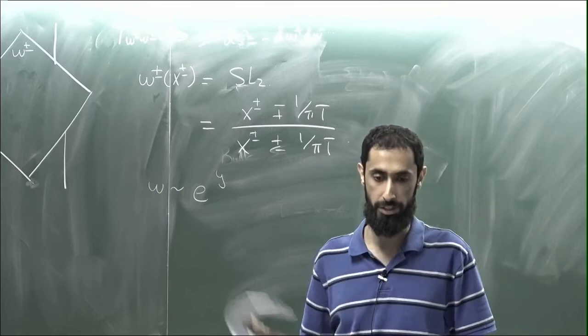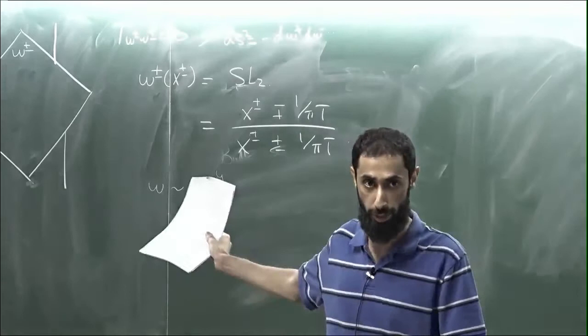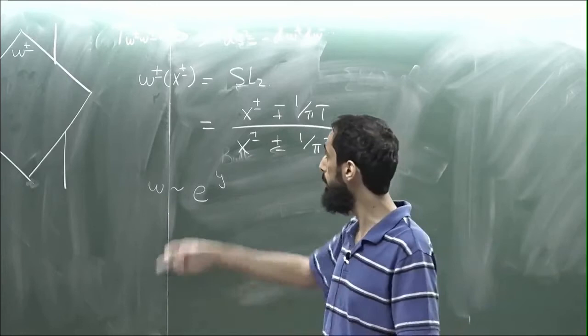Ultimately, this is not a well-defined thing if you allow gravity to fluctuate. But for now, I'm doing quantum field theory on a fixed background. Then I claim this is a well-defined thing. Here, I'm defining the W coordinate in this way.